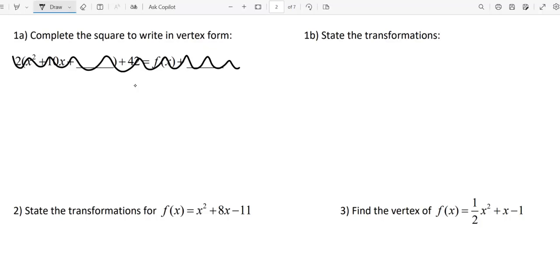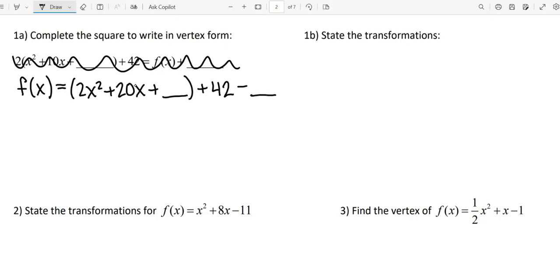It's a little bit different than the way that I show it. If we're going to complete the square to write this in vertex form, let's start with f of x equals. We're going to group the first two terms together. So 2x squared plus 20x, and then plus blank because we are pushing that positive 42 outside of our parentheses. And then if I had a blank on the inside, I have to subtract a blank on the outside.